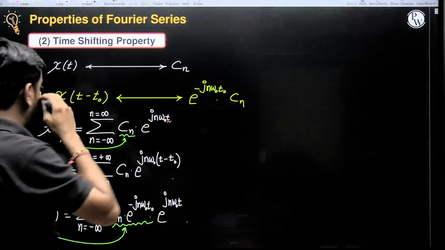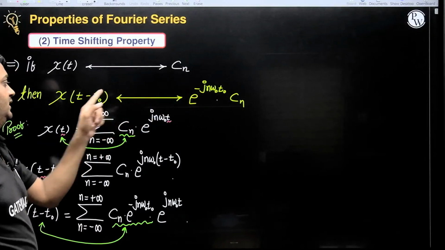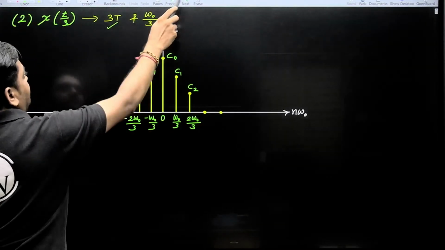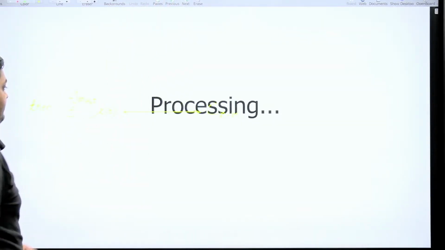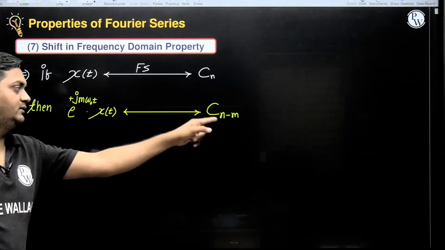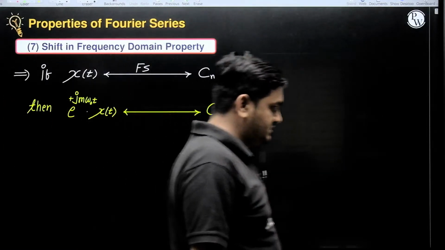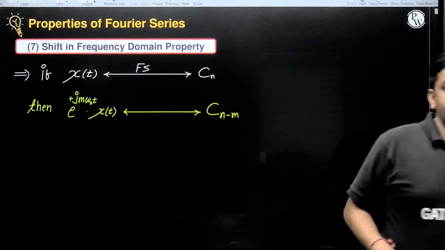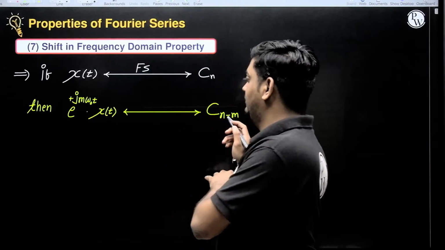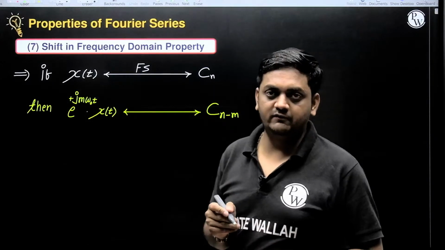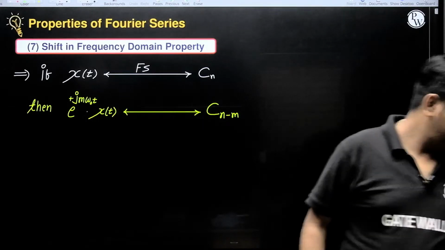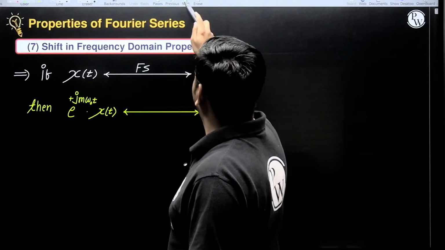The frequency shifting property, what have we seen? In the time shifting property, if it is minus t naught, then here also minus t naught. If it is plus t naught, then plus t naught. But in the frequency shifting property, it is the opposite side. Plus m becomes minus m, minus m becomes plus m. Is this clear? So all the samples will shift right side or left side by m amount of integer value, or m amount of time, you can say.